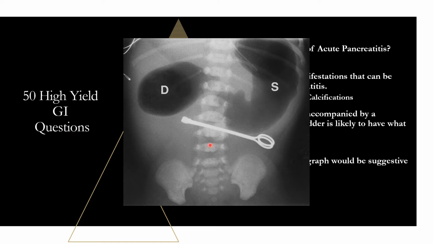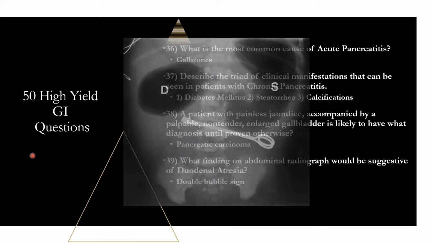If you did for some reason see gas past the duodenum, you saw gas in other places, this is more suggestive of a malrotation. But a presentation like this, double bubble, gas in the stomach and the duodenum, you should be thinking of duodenal atresia.